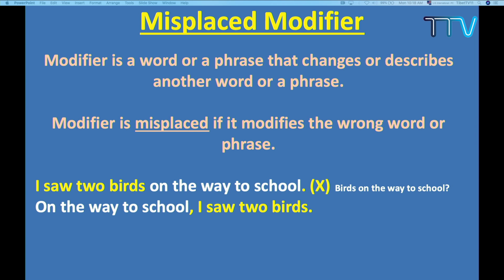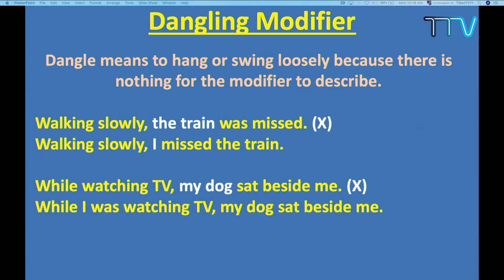I saw two birds on the way to school. So, the two birds on the way, do you think the birds are going to the school? No. So, this is how we correct: on the way to school, I saw two birds. So, you will get the meaning clear. Now, what about the dangling modifier?